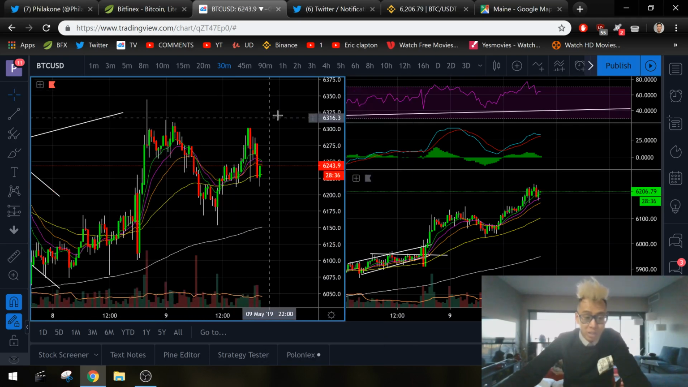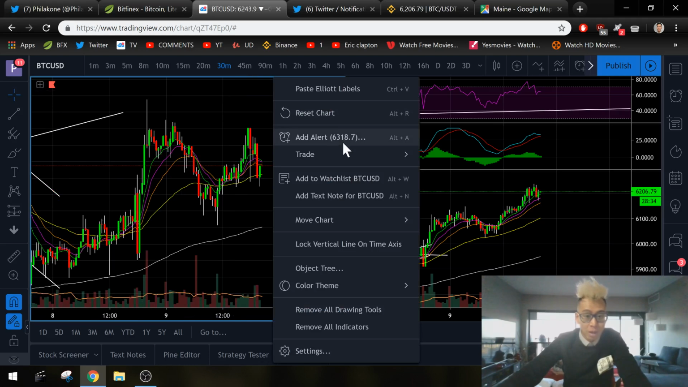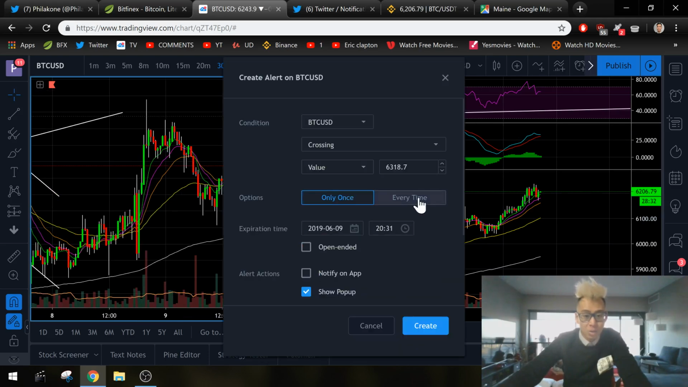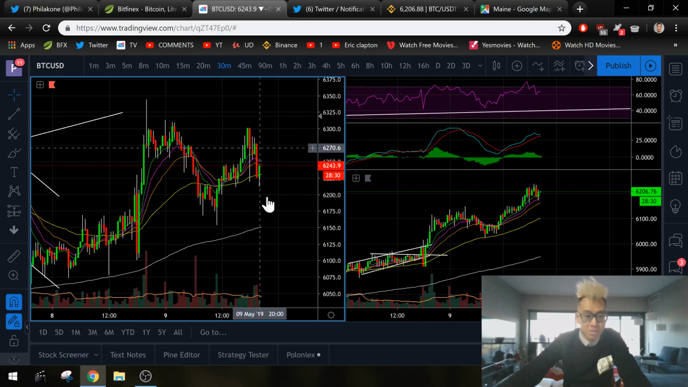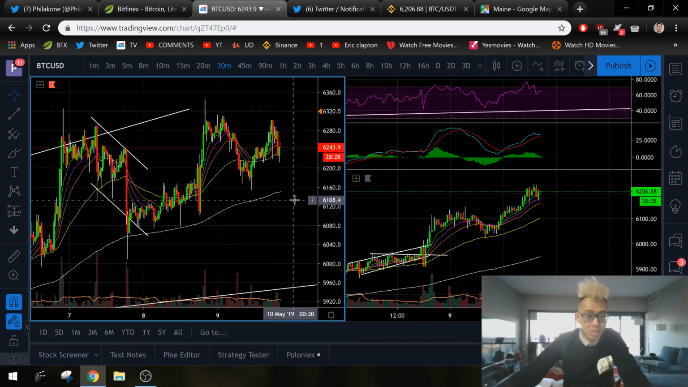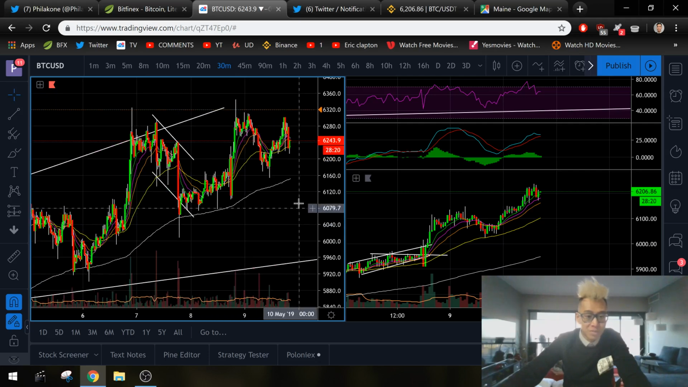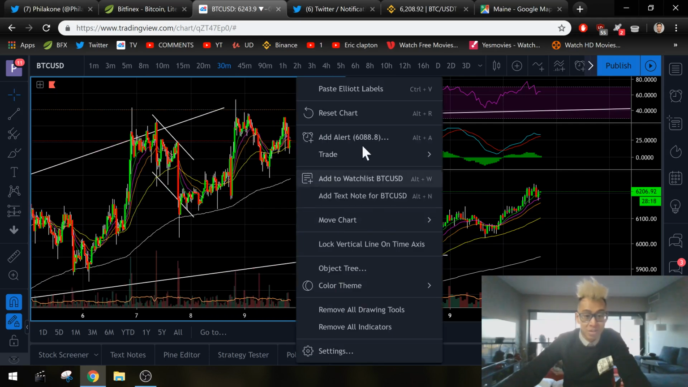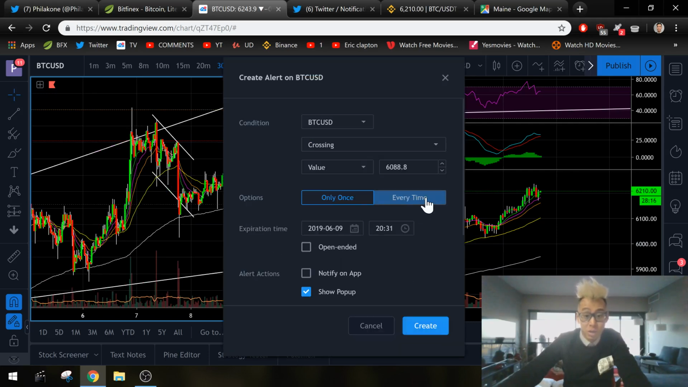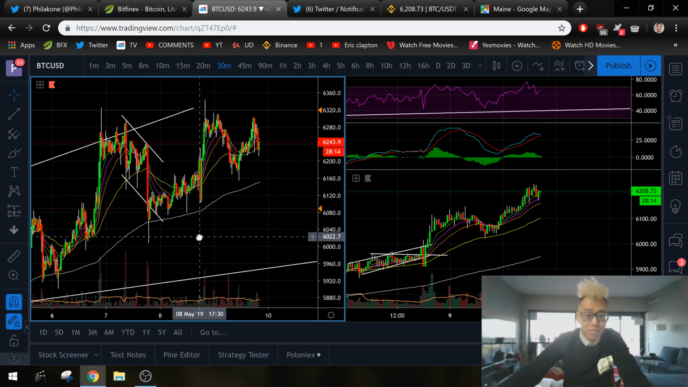Okay. Right click anywhere in TradingView, go to add alert. Go to every time. Just create that. And then go to another section as well. Like I put one right around here last night, and that woke me up. Actually, no, it wasn't there. It was right around here. But that never hit it, obviously, right? So the reason you want to do this is because you want to be notified every single time.